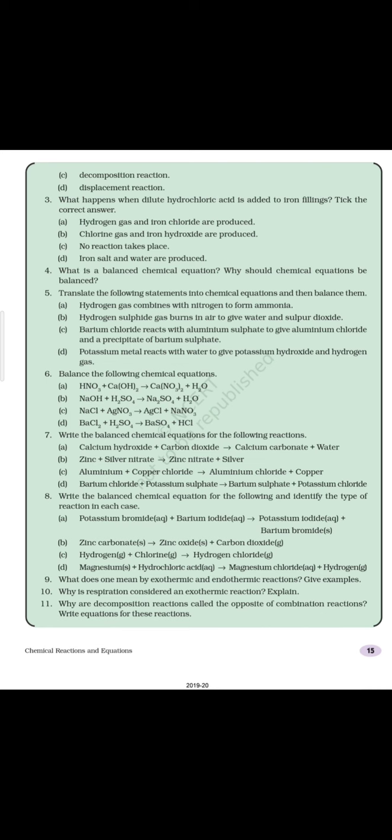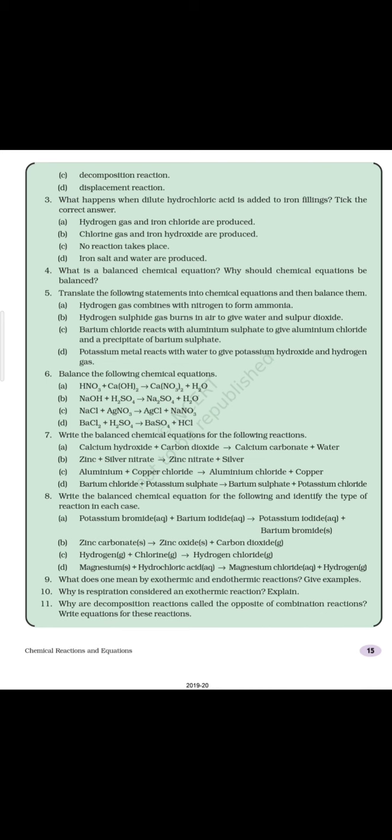So when iron reacts with dilute hydrochloric acid, it forms iron chloride, that is ferrous chloride, along with the release of hydrogen gas. So what is a balanced chemical equation? Why should chemical equations be balanced? A chemical equation in which the total atoms of reactants are equal to the total atoms of products is called a balanced chemical equation. It should follow the law of conservation of mass, that is, the total mass of reactants should be equal to the total mass of products, right?